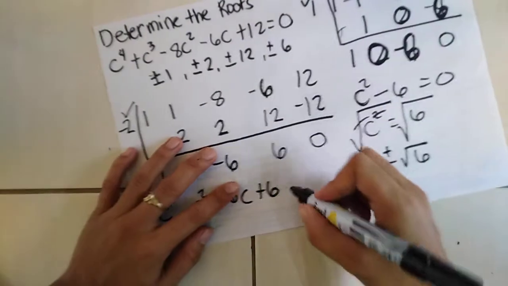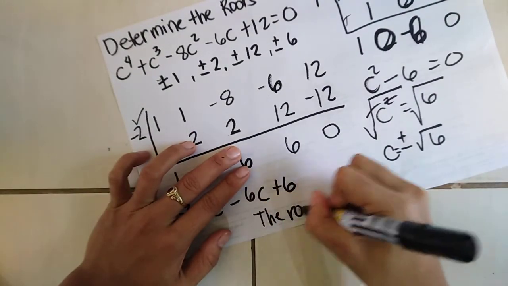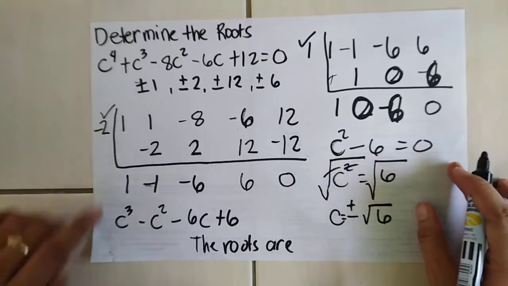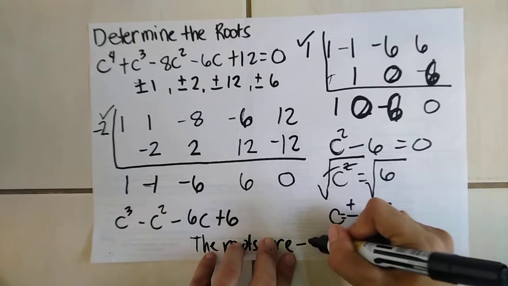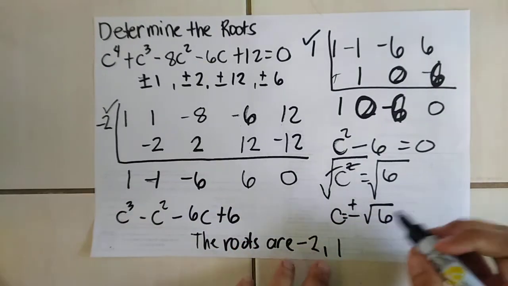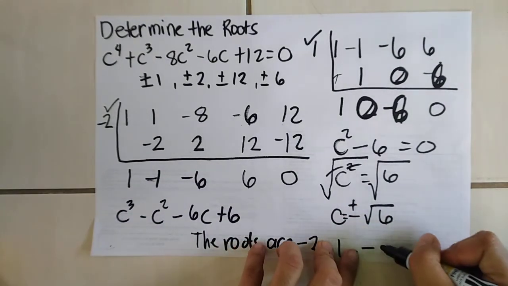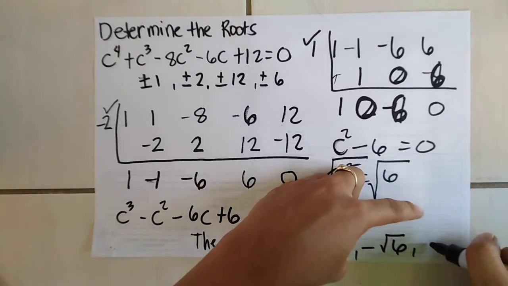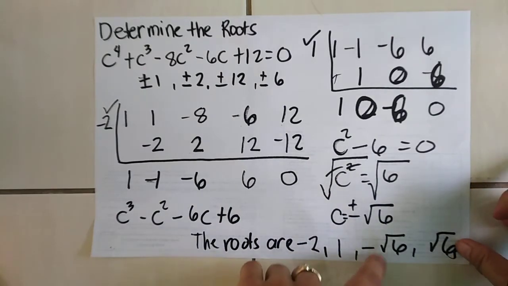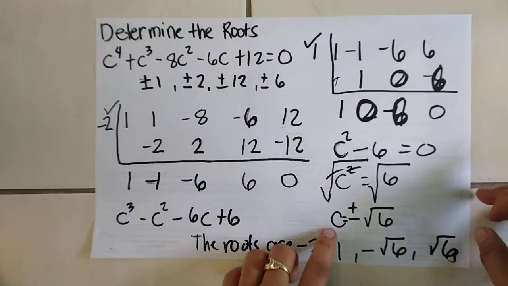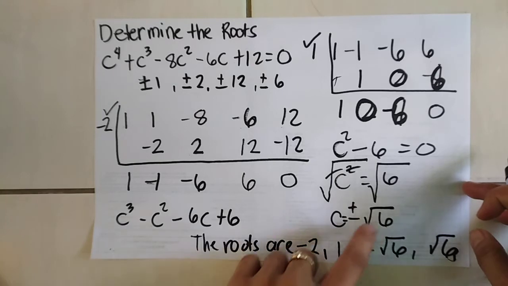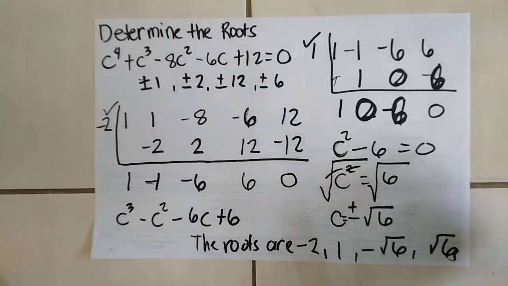So, what are the roots? The roots are, what are the roots we got? We have negative 2. We have positive 1. We also have negative square root of 6 and positive square root of 6. Why negative square root of 6 and positive square root of 6? Because c is positive and negative square root of 6. That's why we have negative square root of 6 and positive square root of 6.